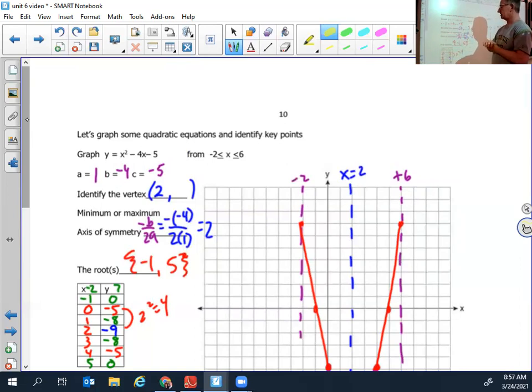And we will be studying this a lot more. Oh, I forgot one thing. This is something, and on quizzes, if you miss this, you lose a point. Is it a minimum or a maximum? It's a minimum because it's a smiley, okay?